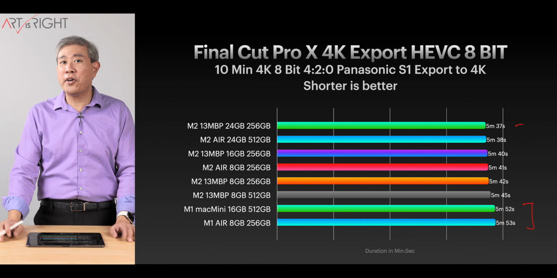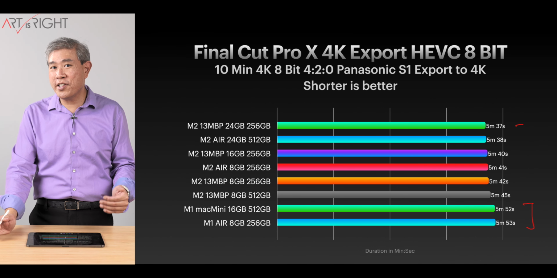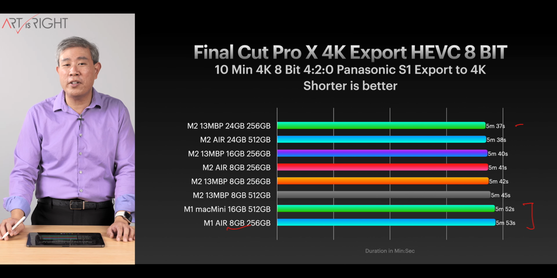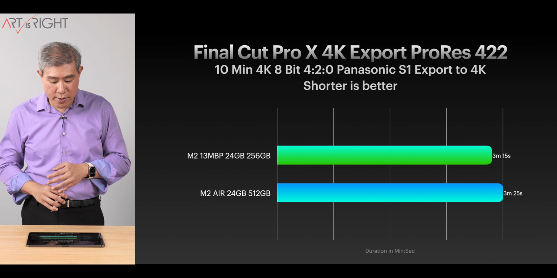So if these are all the tasks that you're doing, these M1 machines are still definitely one to consider. I mean, just take a look at the base model. That's doing really well on the Air one. That's pretty impressive. So let's have a look at ProRes.